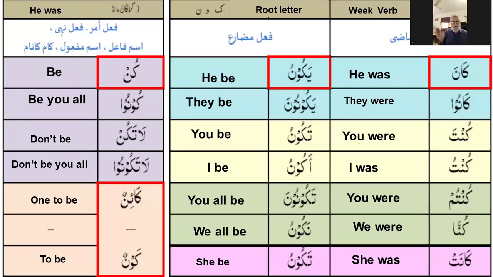Kana, he was. Kanu, they were. Kunta, you were. Kuntu, I was. Kuntum, you all were. Kunna, we were. Kanat, she was. Yakunu, he is. Yakununa, they are. Takunu, you are. Akunu, I am. Takununa, you all are. Nakunu, we are. Takunu, she is. Kun, be. Kunu, be, you all. La takun, don't be. La takunu, don't be, you all. Ka'in, one who is. Kawnun, to be.